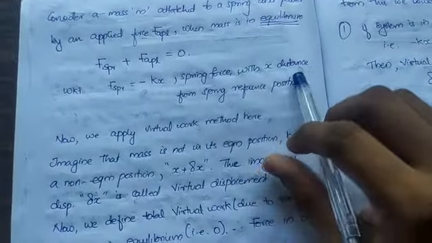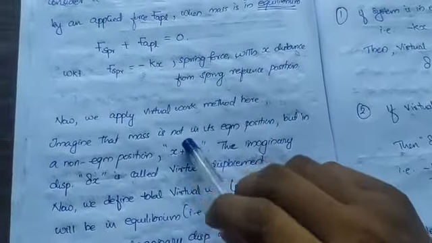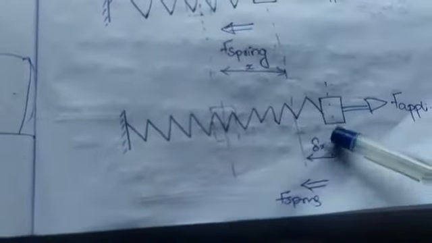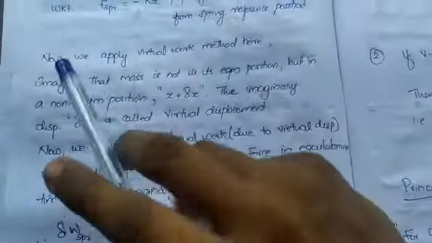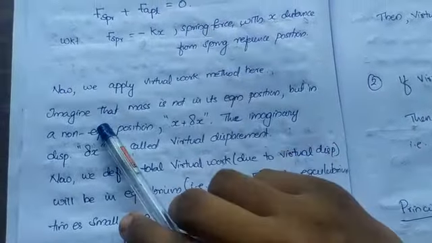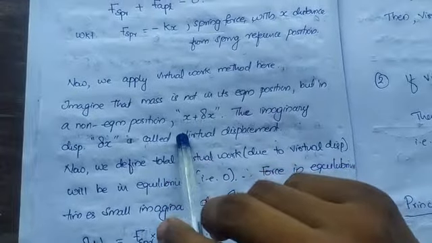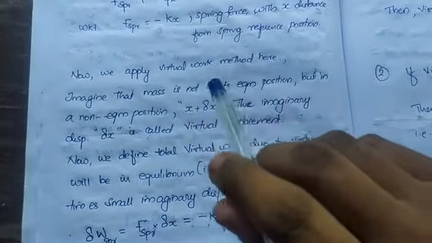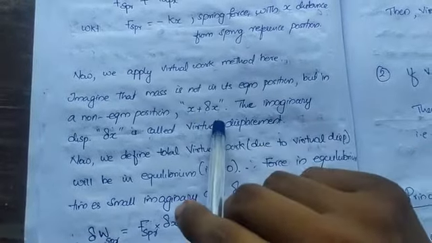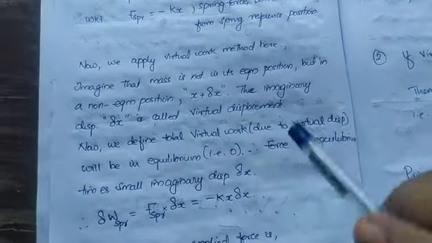Since the spring force with x is the distance from the spring reference position. Now, what we have applied here in this next diagram is the virtual displacement. Now we apply the virtual work method here. Imagine that the mass is not in its equilibrium position, but in a non-equilibrium position, x plus delta x. That means a delta x increase in the virtual displacement has been done. The imaginary displacement delta x is called virtual displacement.